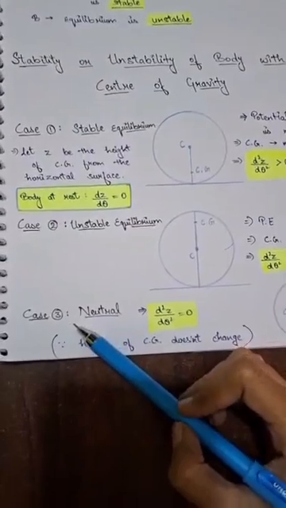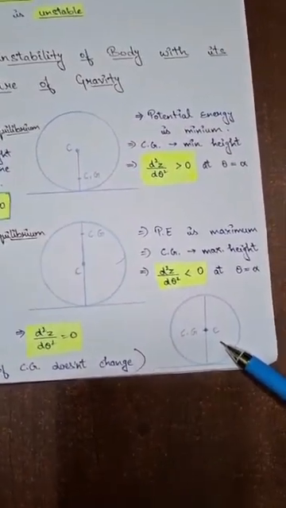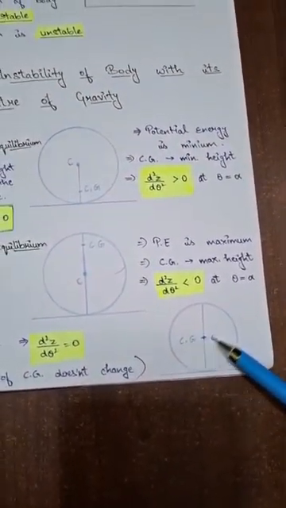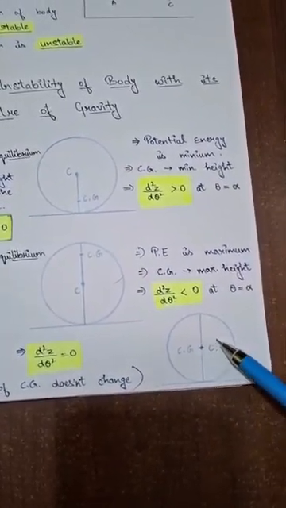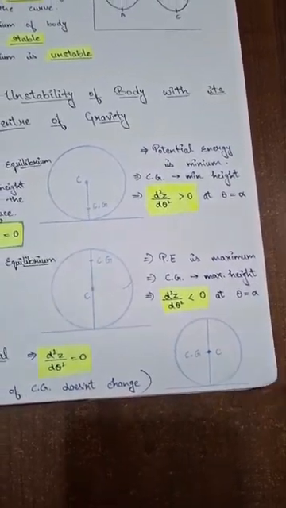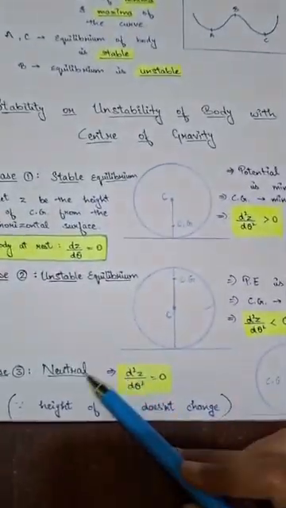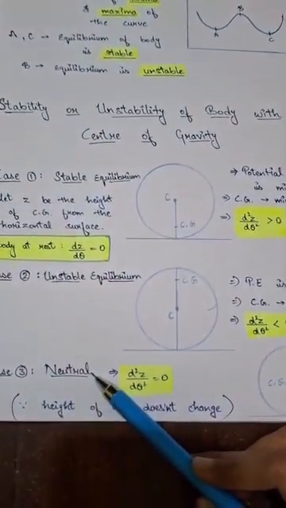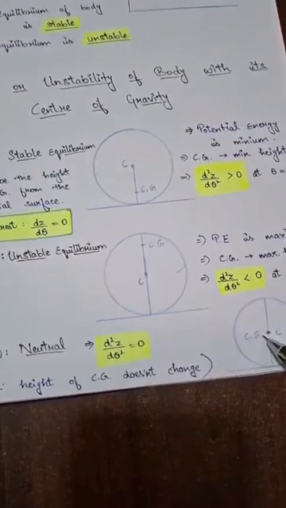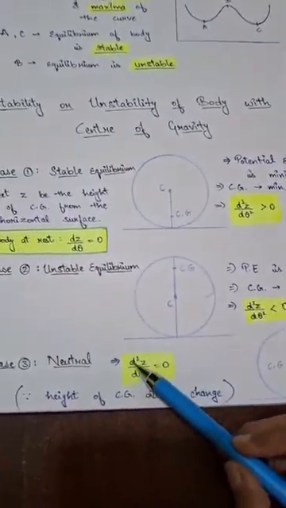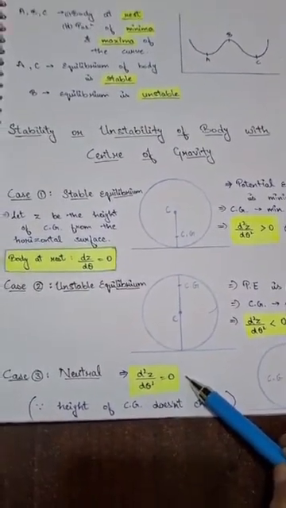Now let's come to case 3, that is neutral equilibrium. So here in this diagram we can see if the center of gravity lies on the vertical line through the point of contact and coincides with the geometrical center of the sphere and is slightly displaced, then it will remain in equilibrium. In this case, we can say the body is in neutral equilibrium. Since the height of center of gravity does not change here, it remains in its original position. d2z by d theta square equals 0.